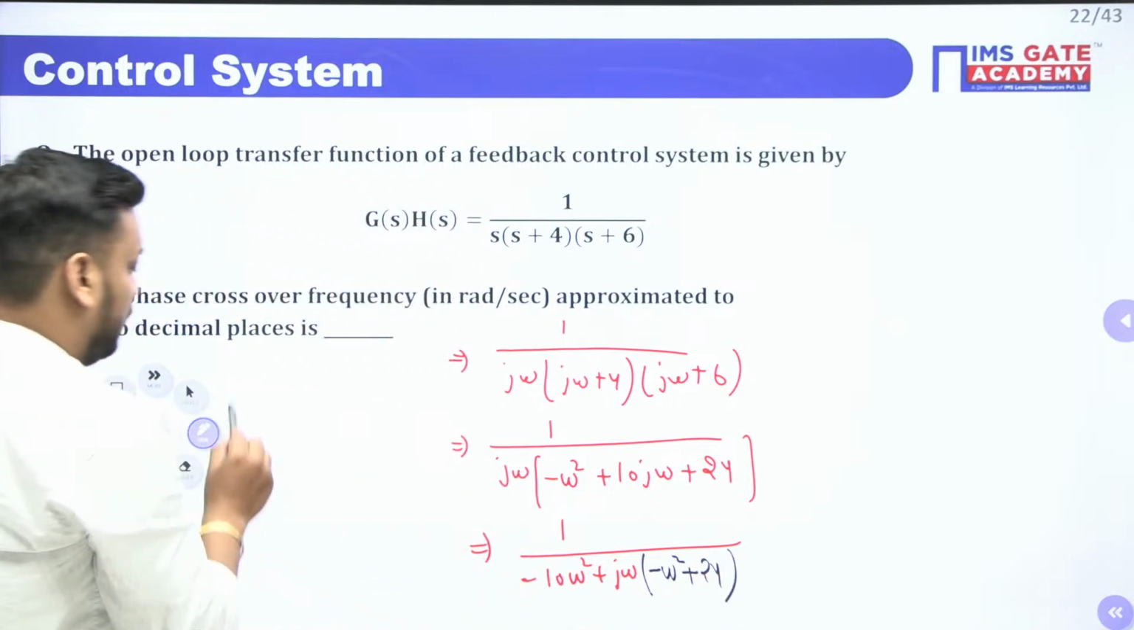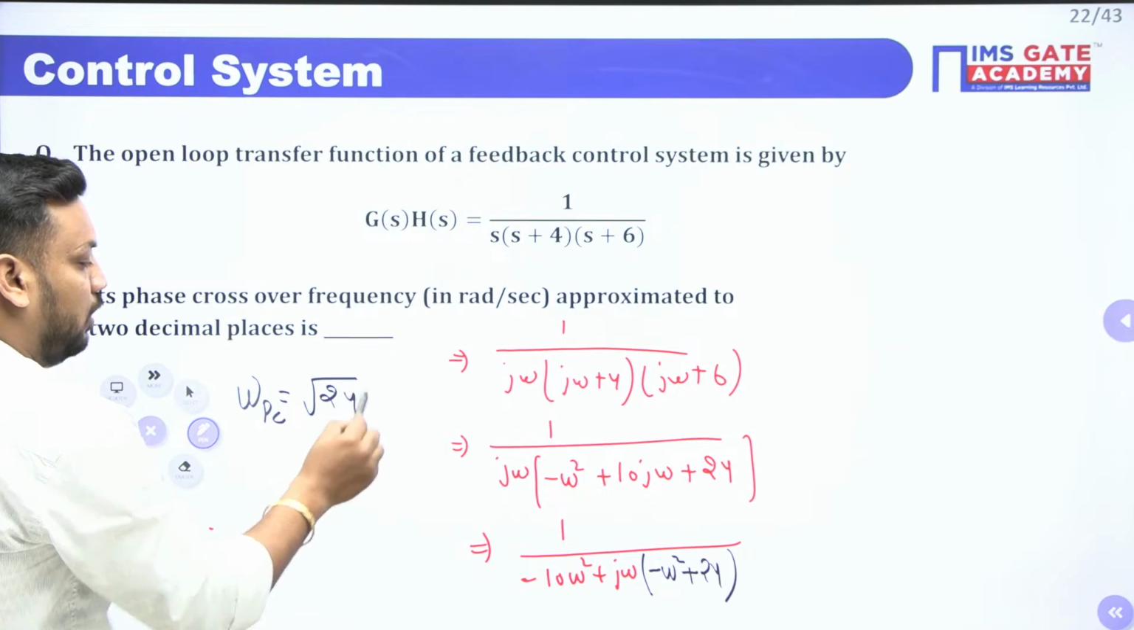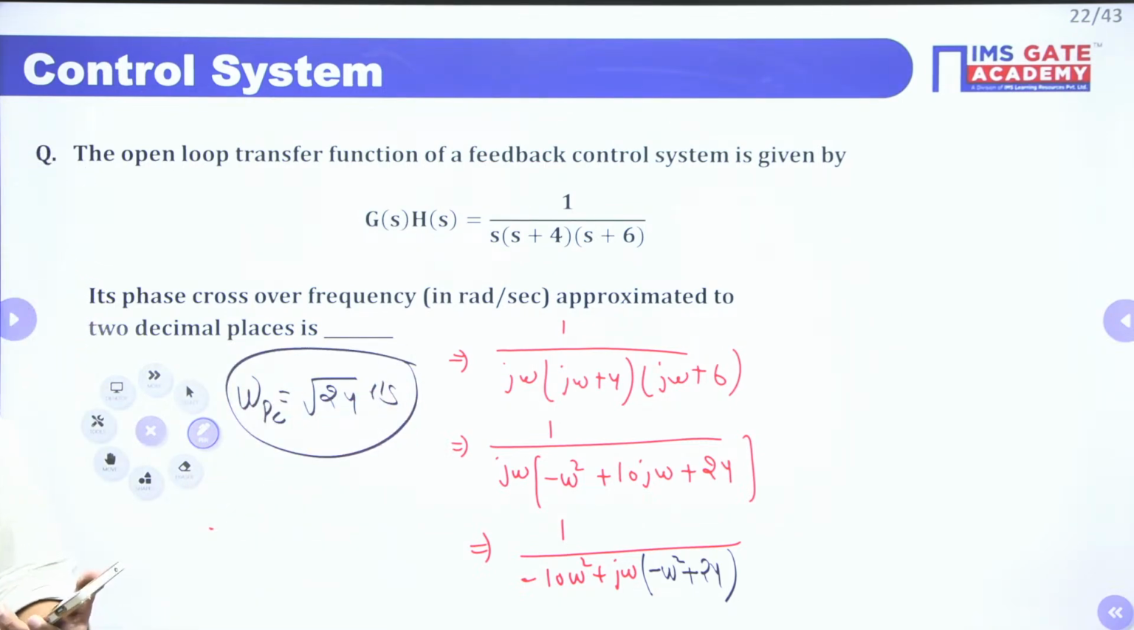So what will you get for omega PC, guys? From this, omega PC will be root 24 radian per second. Is it clear or not? Omega PC is root 24, beta. Yes, sir. Same, sir. Same.